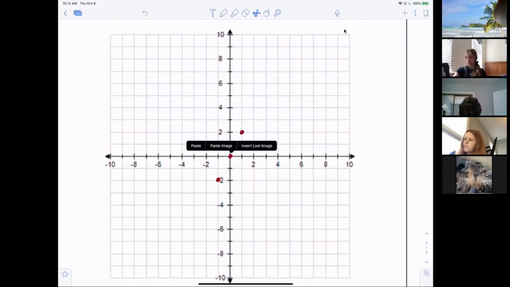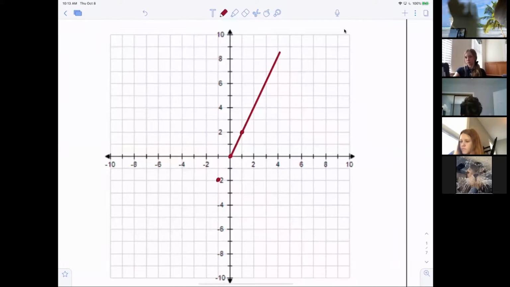Some of you will understand that when you want to graph a line on Notability, if you hold it down, it automatically makes the straight line. So there is my equation of that line. I just didn't think that was that hard. Everybody good with that? Any issues?